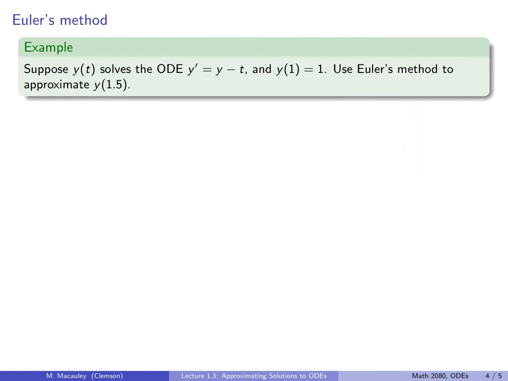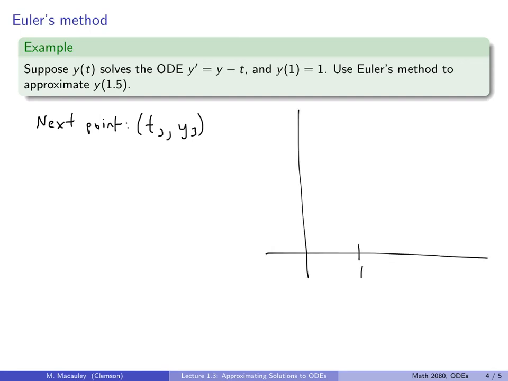Okay, let's continue. So the next point is t3, y3. And let's redraw our picture again. So this is 1, 2, 3, 4, 5. And suppose we're here, and remember we went that way, then we went that way, and now we readjusted. So we are right here. Here's our little triangle that we had.